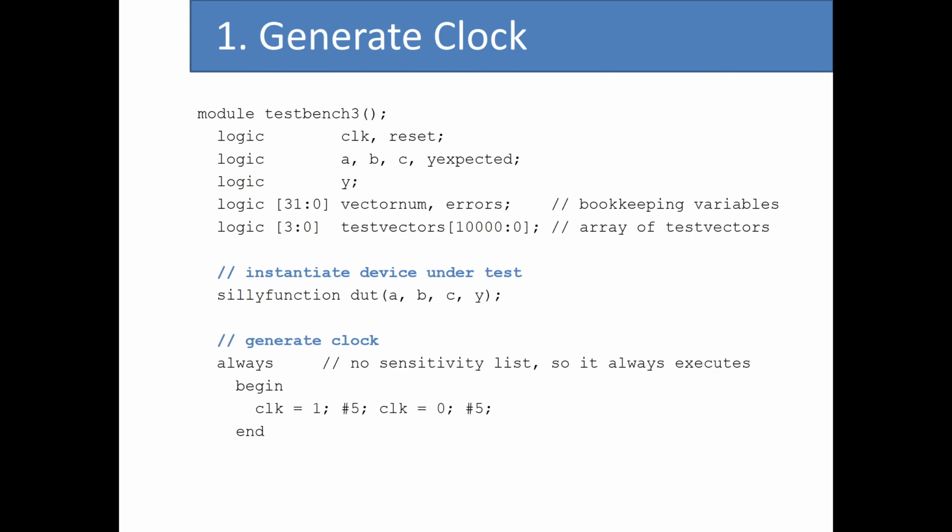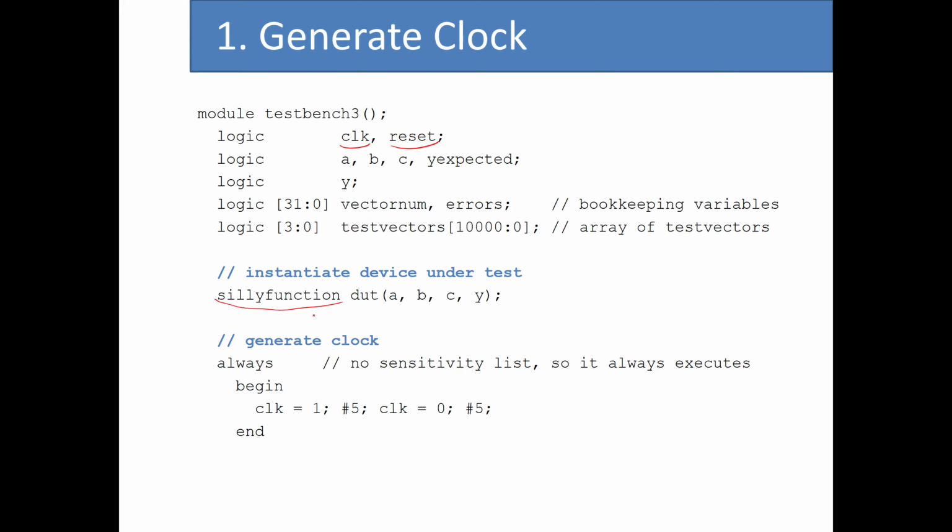So now let's see what we need to do. The first thing was to generate a clock. So inside the module, first we define our internal variables. We have a clock, reset, A, B, C, and then the expected output, and then the actual output. We defined some additional variables for bookkeeping and also for reading the array of test vectors from the test vector file. And then we create an instance of the silly function that we want to test.